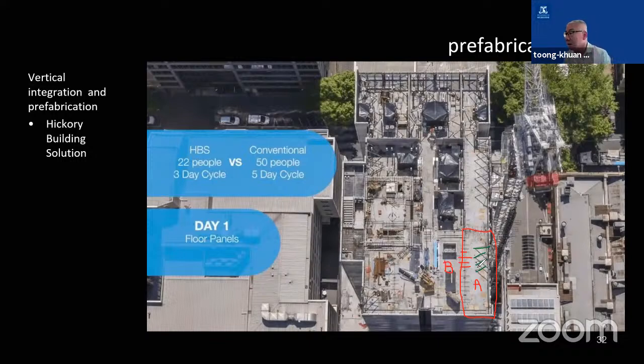There's a tower crane out here. I think I better change back to red. It's a lot easier to see if it's in red. There's a tower crane out there. Now, what else do you see? All the walls are precast, all the floor slab is precast. What do you think are these black boxes? Can you see them?